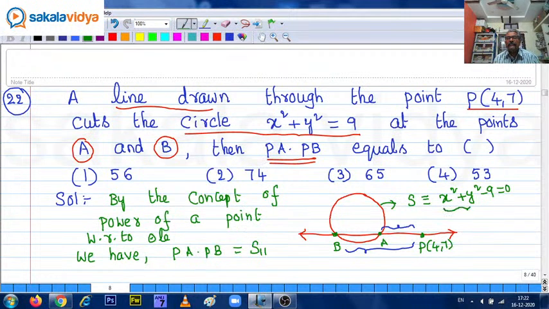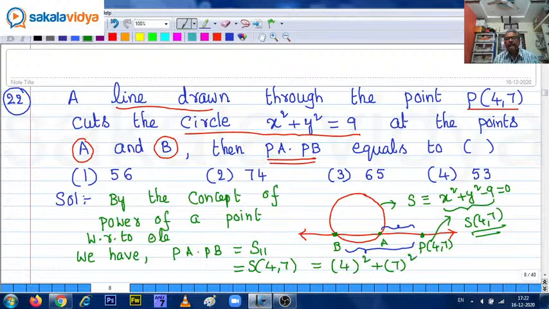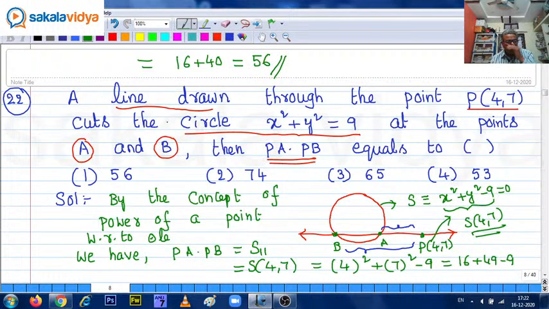S11 means, in the left hand side, substitute this point, S of 4 comma 7, we need to find out. That means 4 square plus 7 square minus 9, that is 16 plus 49 minus 9. So 56 is the desired answer. So the first option is the right option.